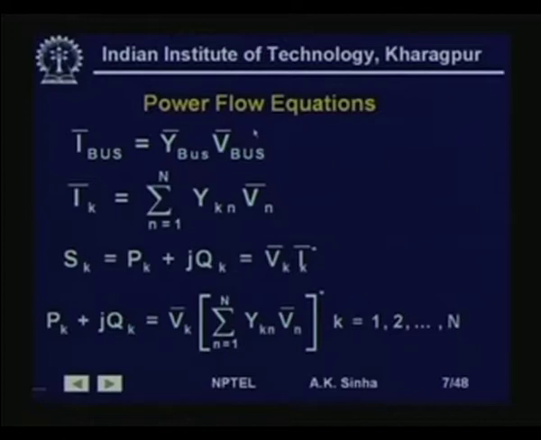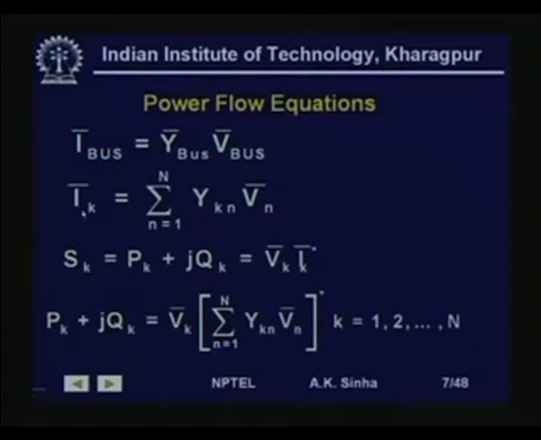We can write the bus current injection at all the n buses in a system as I bus is equal to Y bus into V bus, where the current injection phasor at any bus k is written as I k is equal to summation n is equal to 1 to capital N, where capital N is the number of buses, of y k n into V n, where y k n is the complex admittance, that is the kth row and nth column element of the Y bus matrix, and V n is the voltage phasor at bus n.